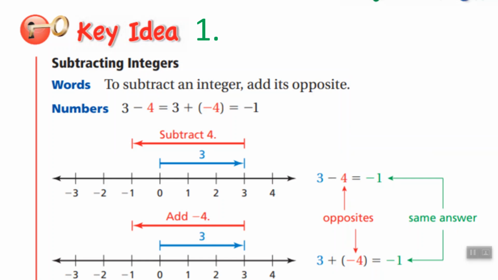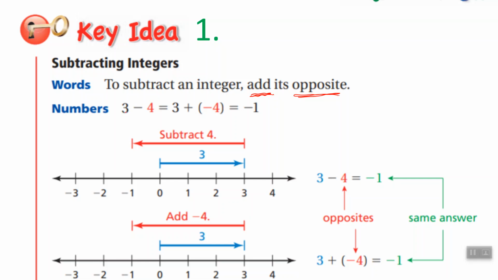Okay, in your notes, please write this information down. The key idea for subtracting integers is that to subtract an integer, we can add its opposite.